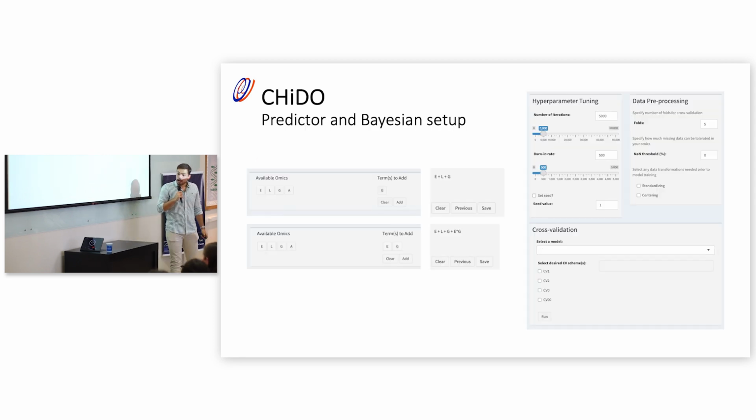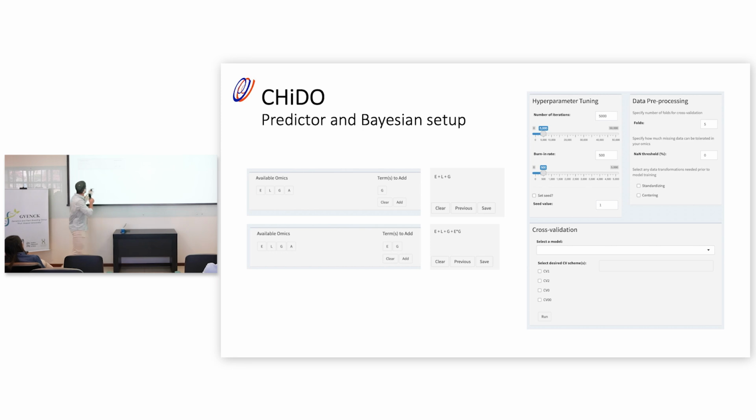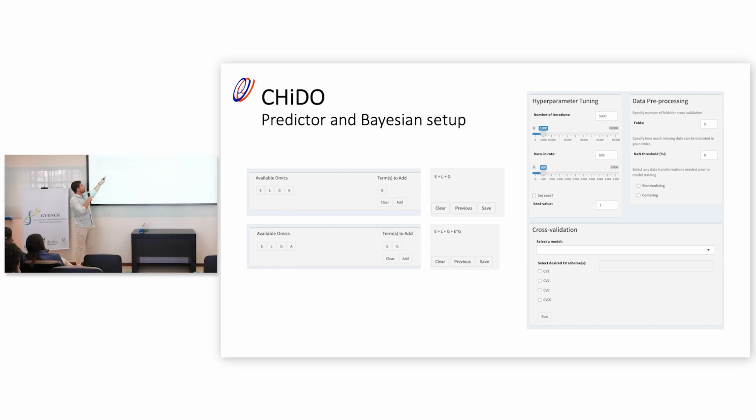Okay, once we have that, we will have this screen with the available omics, and this is really nice because we can drag the terms. We have E, we have L, we have G. We drag the terms with the mouse and we put them in terms to add. Once we add them, we are building the main effects of our model. We want a model with E plus L plus G. This is model 2 from sugarcane.